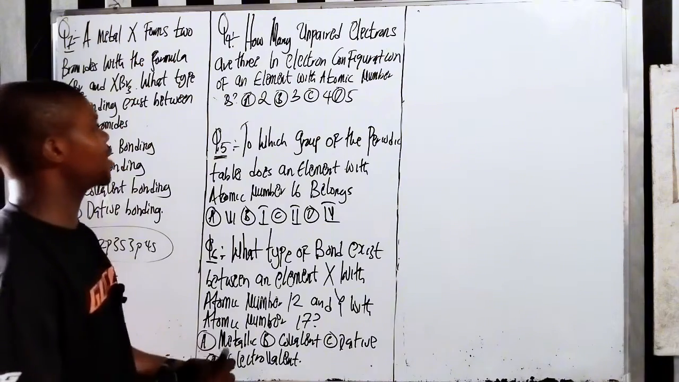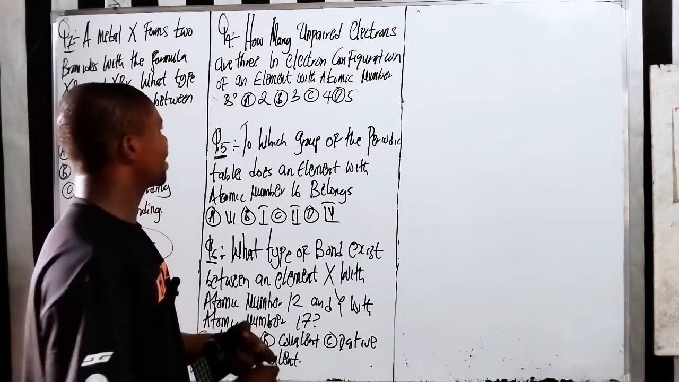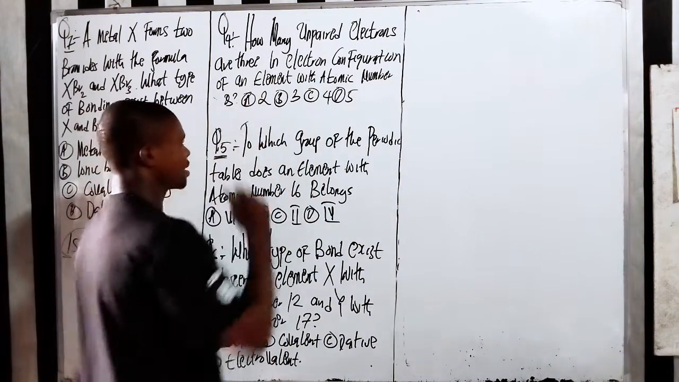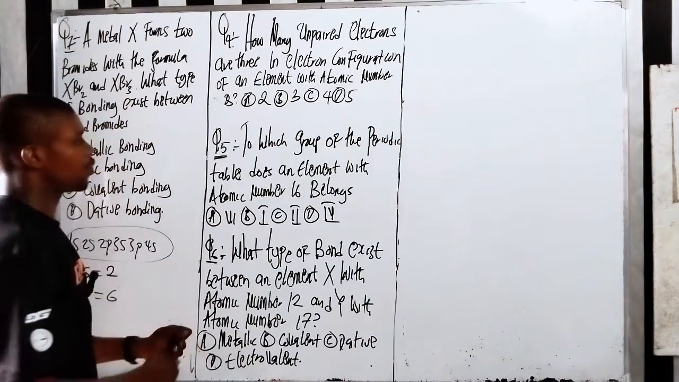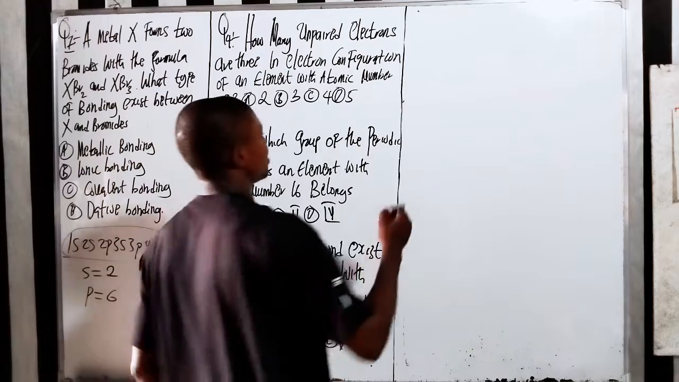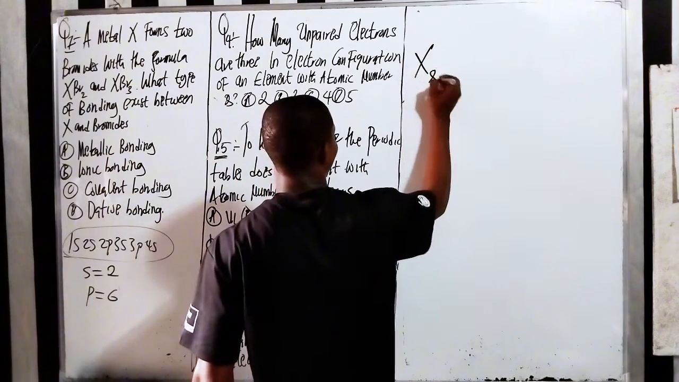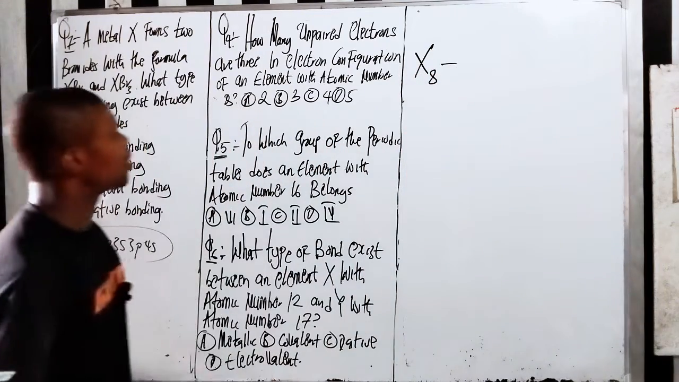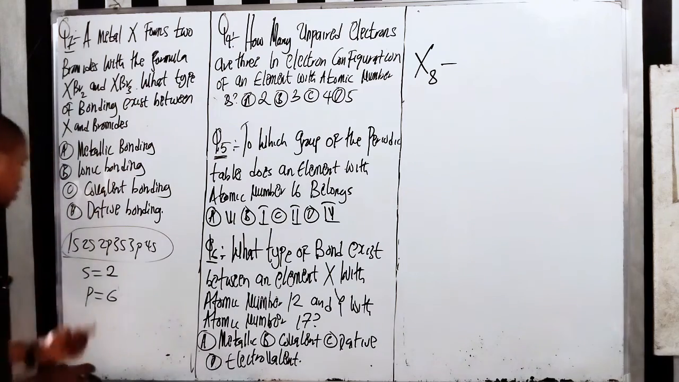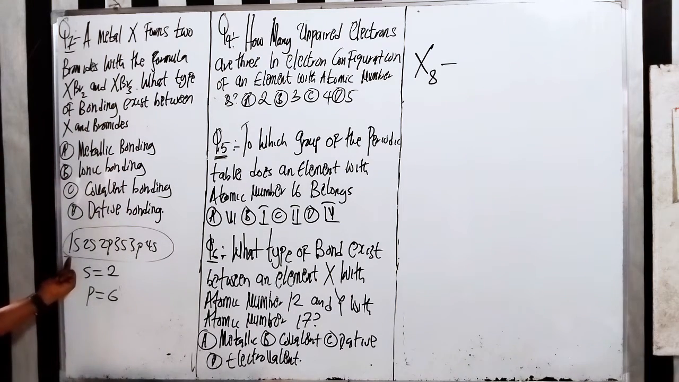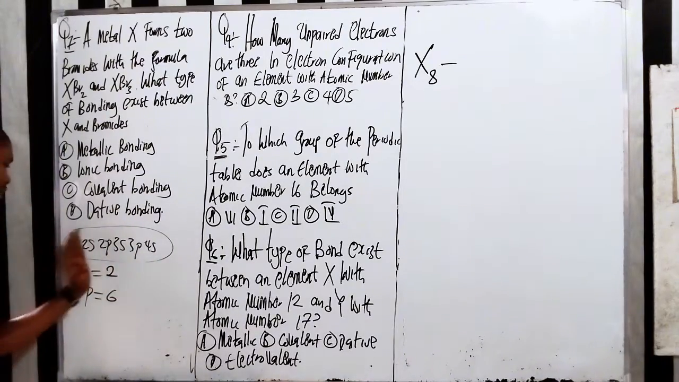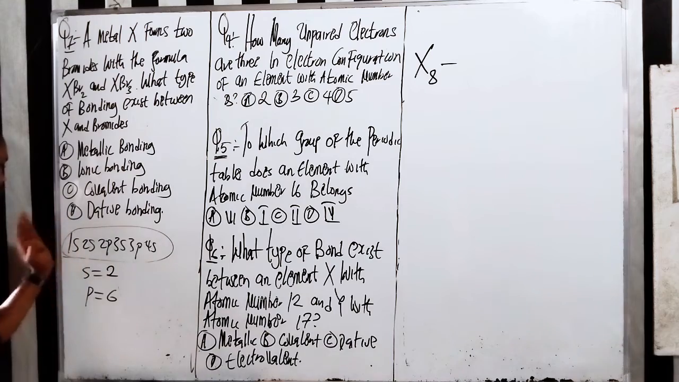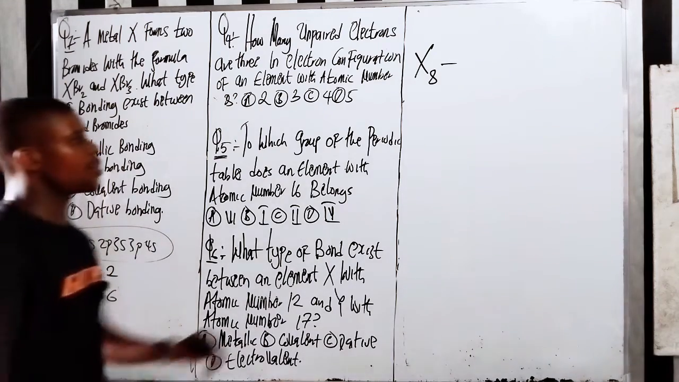How many unpaired electrons are there in the electronic configuration of an element with atomic number 8? Therefore, you want to write the electronic configuration of 8. Remember I told you, when I write the configuration I use 1s, 2s, 2p, 3s, 3p, 4s, and you fill the electrons from lowest to highest. So here we have 8 electrons.